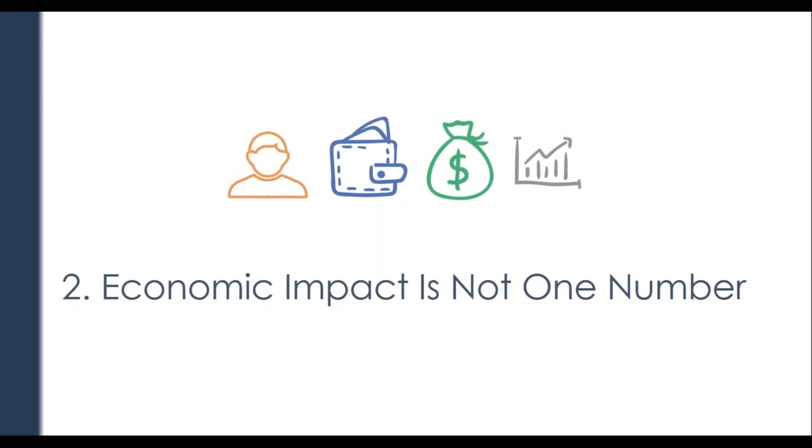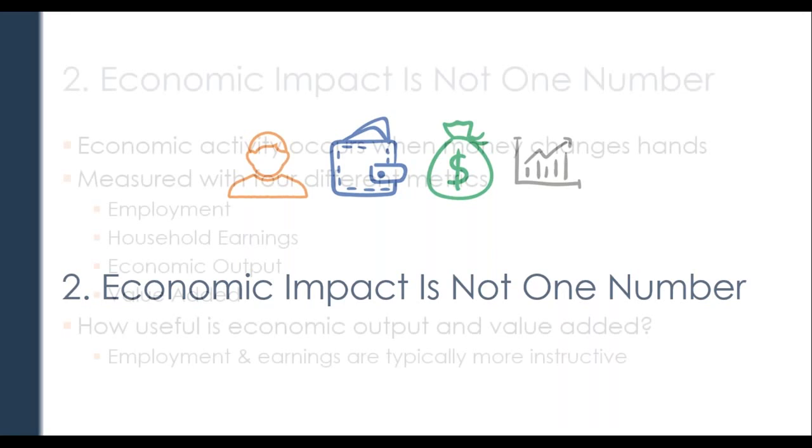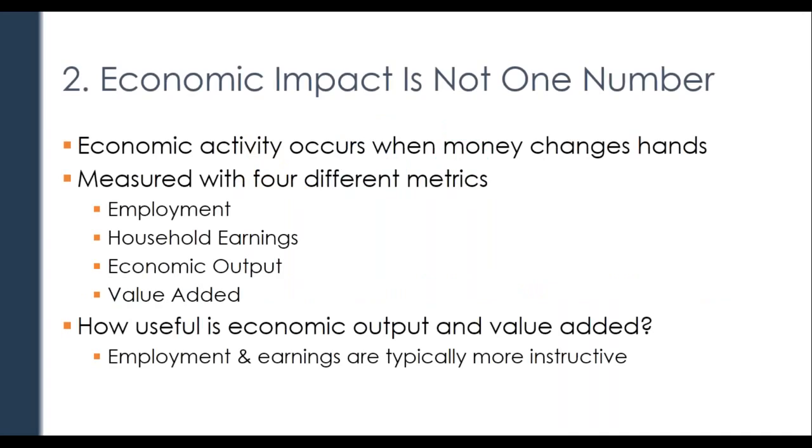The idea behind economic impact is that anytime money changes hands, whether it's a business purchasing inputs or supplies through its supply chain, or spending money on employees, on workers, on labor, or even if the workers themselves then go on and spend some of their money, there's going to be some economic activity there, and we can measure that. And so, like I said, there are 4 different ways that economic impact is typically measured.